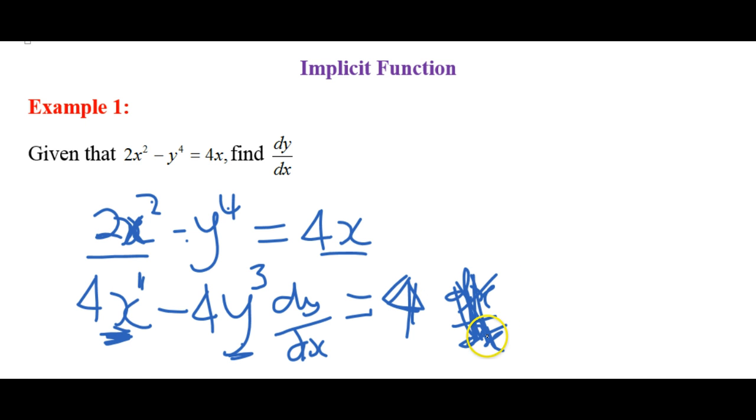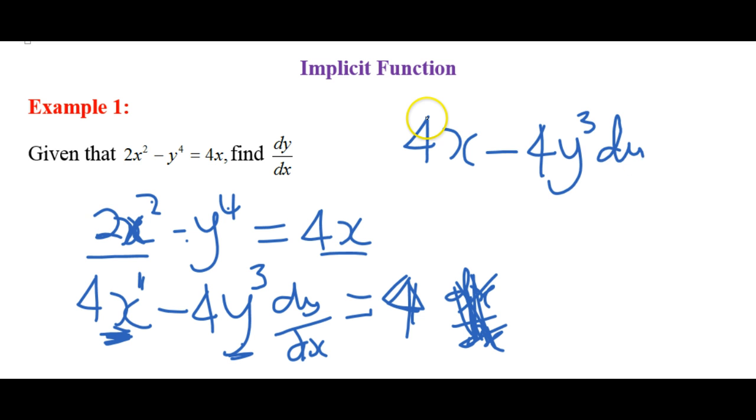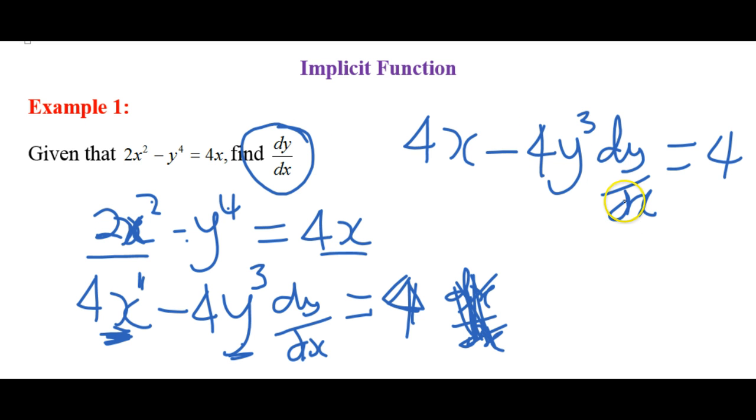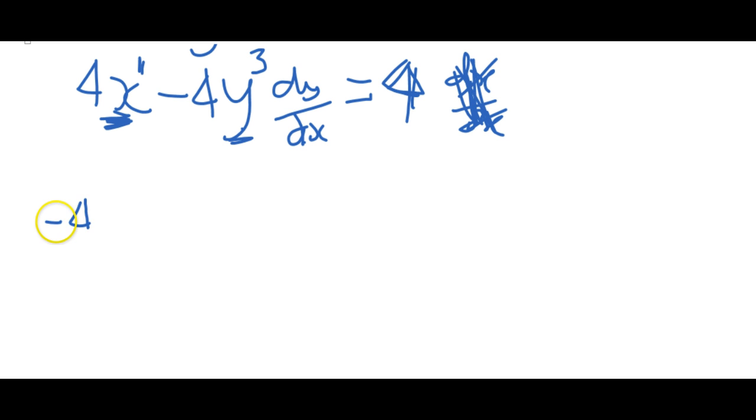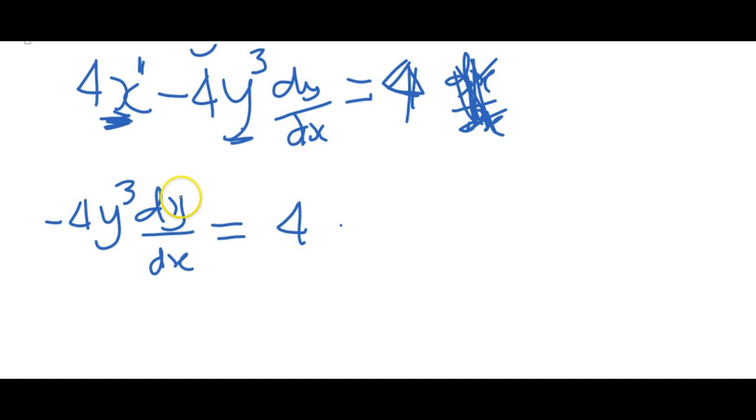So ideally, the whole answer becomes 4x minus 4y to the power 3 dy dx is equal to 4. But since we want to find dy dx, we make this one the subject of the relation here. So by so doing, we can now have 4y to the power 3 dy dx is equal to, we rearrange, so 4 minus 4x. So that means this one goes to join this to give us that.